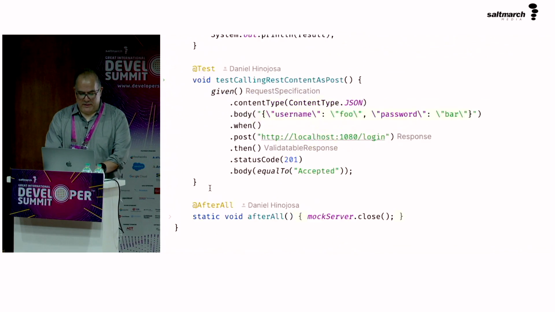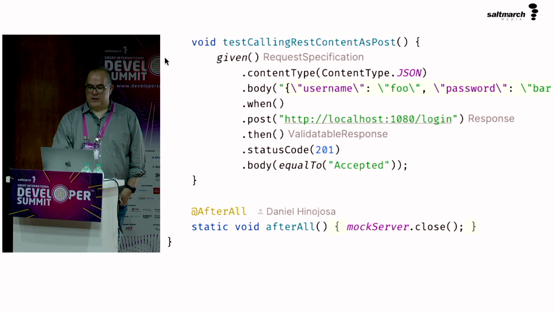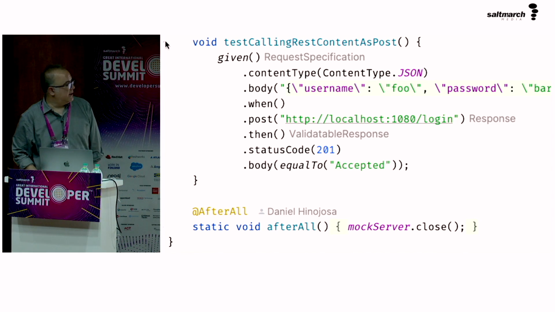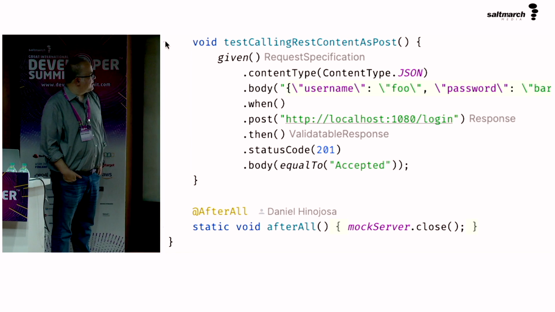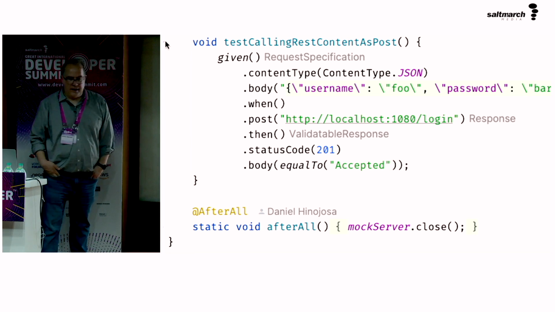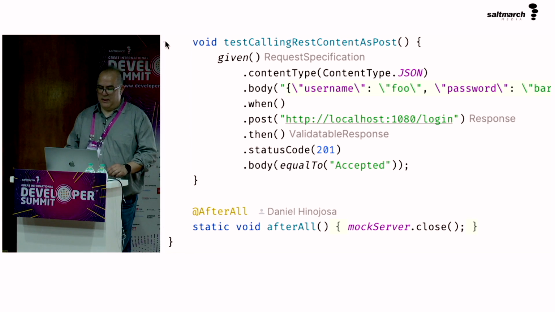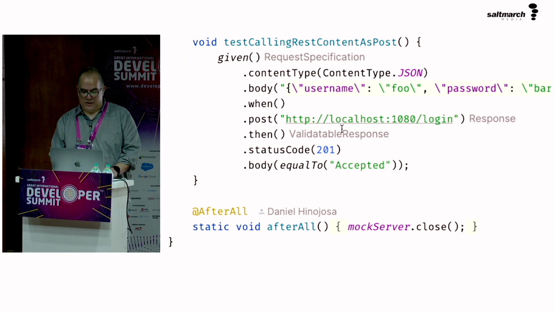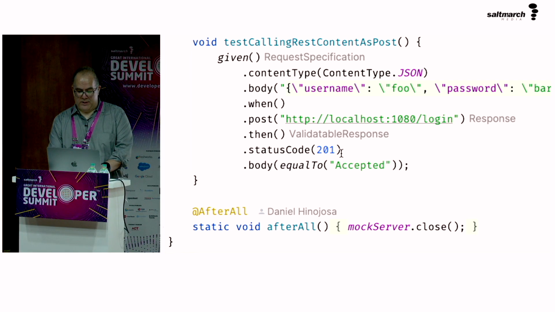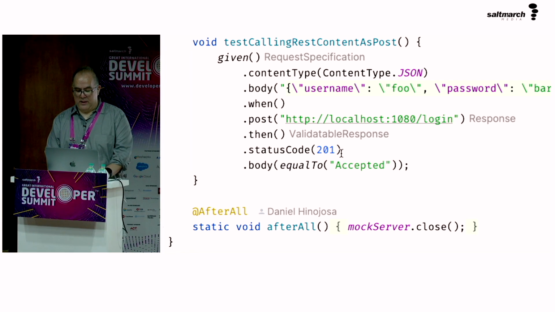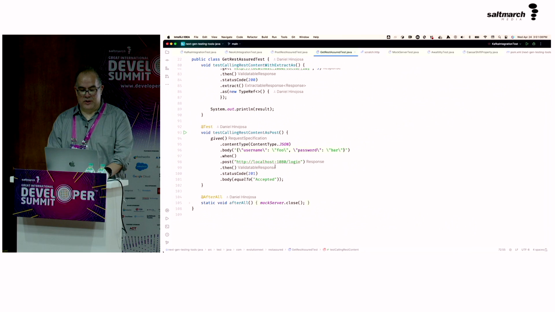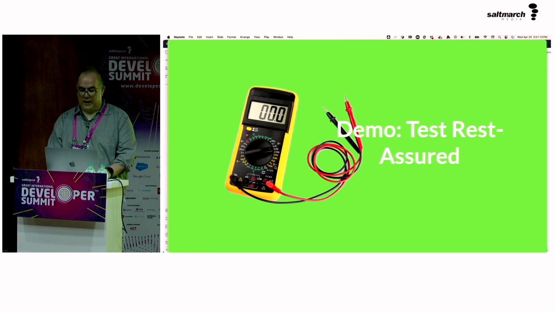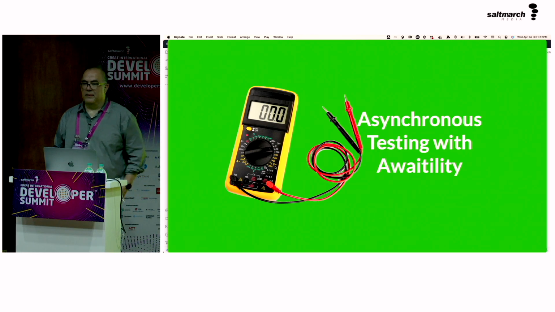And here's this one, finally on here, which is calling a REST content as a post, and here it is. So given this content type of JSON and given this particular body, when the post is made, then a status code 201 should be received and the body should be equal to accepted, right? So nice, wonderful DSL language that you can use with Rest Assured. Okay.